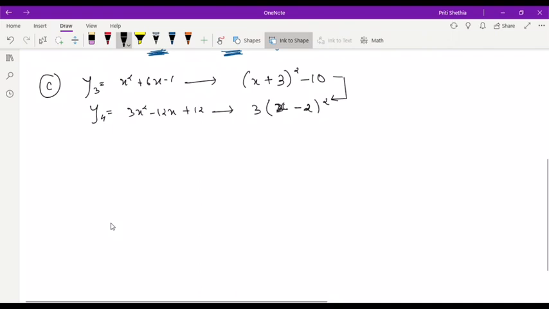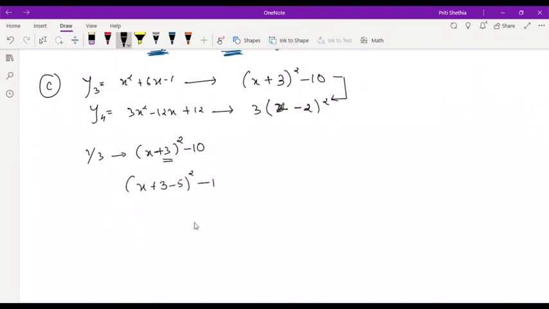Now as you can see, y3 is x plus 3 the whole square minus 10. I want over here minus 2. So what I will do is x plus 3 minus 5 the whole square minus 10. I don't want any plus 10 or minus 10 over here in y4. So what I do is I do plus 10 and then I multiply the graph with 3.